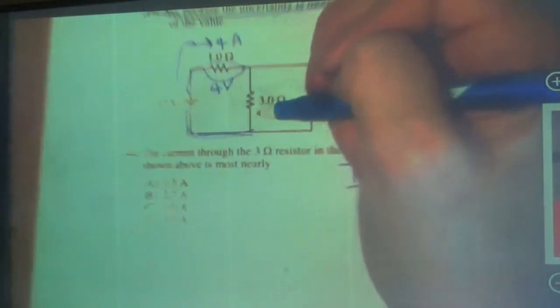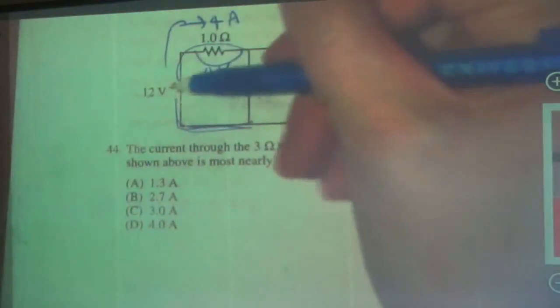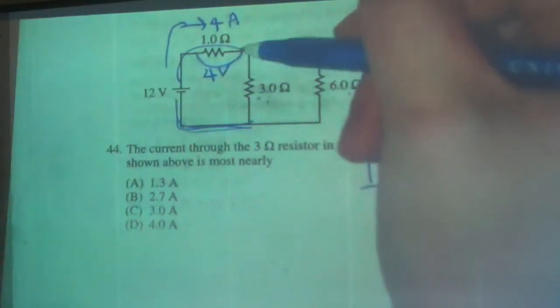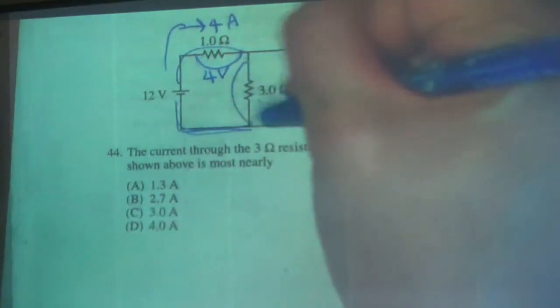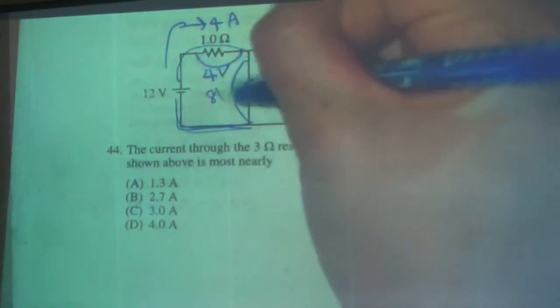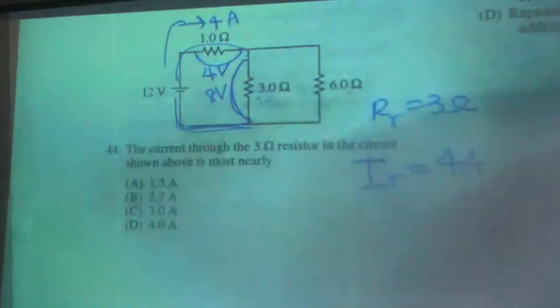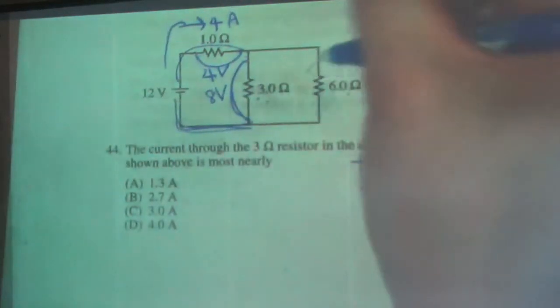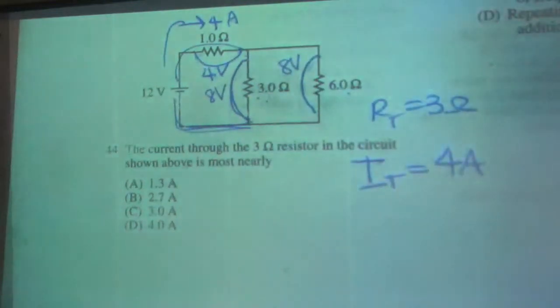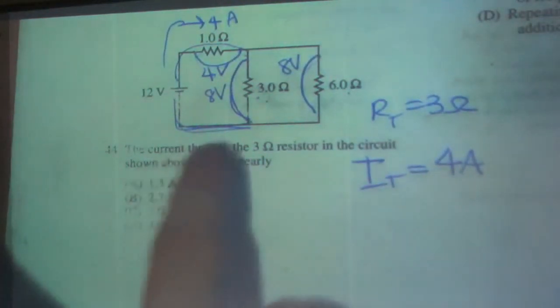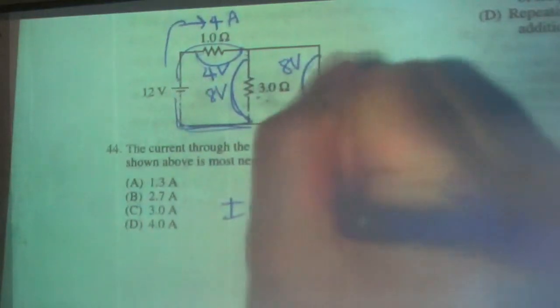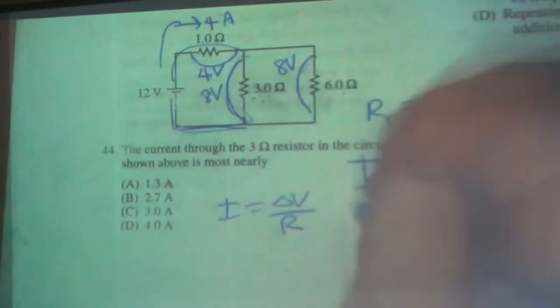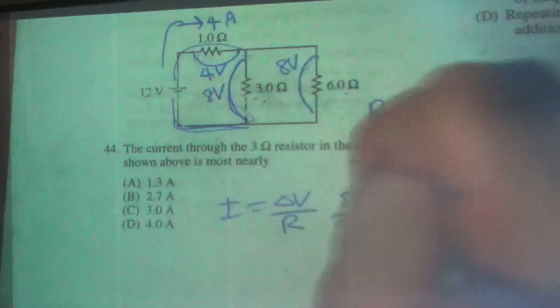Now, if I have a total voltage drop of 12 volts and this one drops 4, that means that the rest of the loop has 8 volts to drop. And then because these are in parallel, this one also has 8 volts to drop. I want to know what the current through the 3 ohm is. Well, current is just voltage over resistance. This guy has a voltage drop of 8 volts over resistance of 3 ohms, so that's going to divide and give me 2.7.